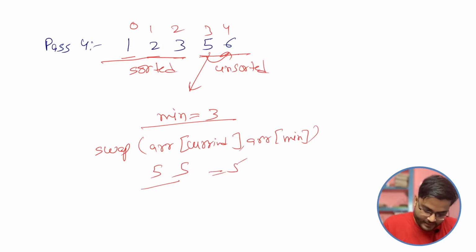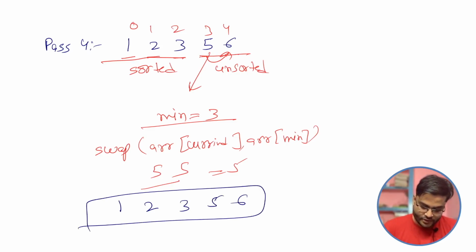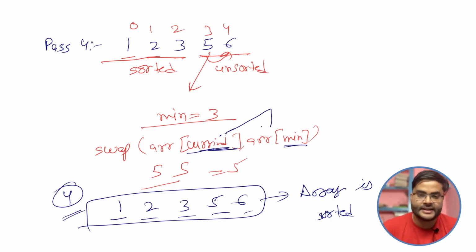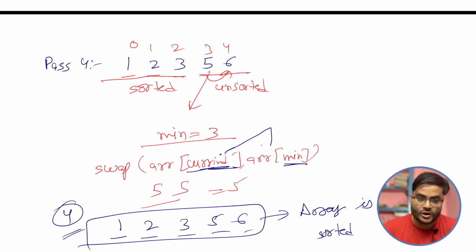So after the fourth pass we have values like 1, 2, 3, 5, 6. So the array is sorted now. Now what you can do, you can put a check: if my minimum is the same as the current index, no need to swap, right? Because both are the same. So this is about our selection sort.